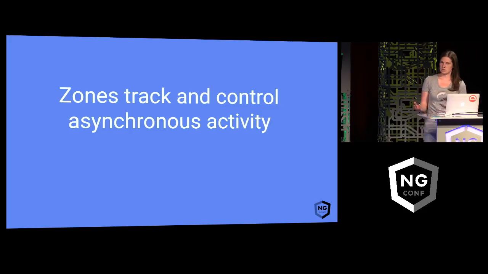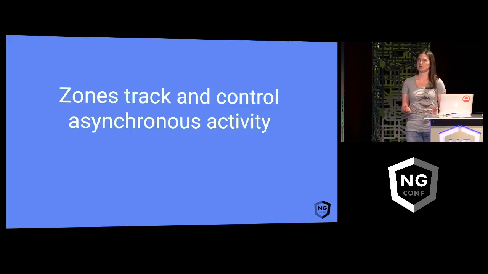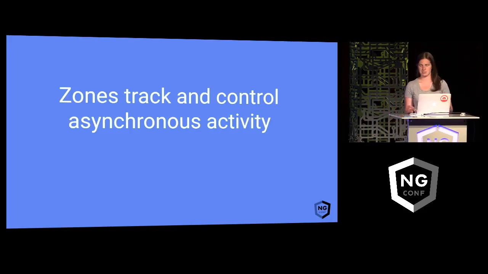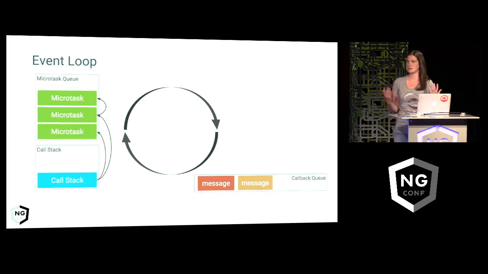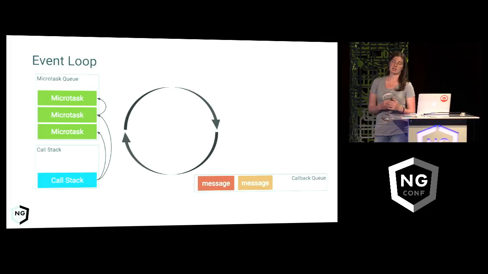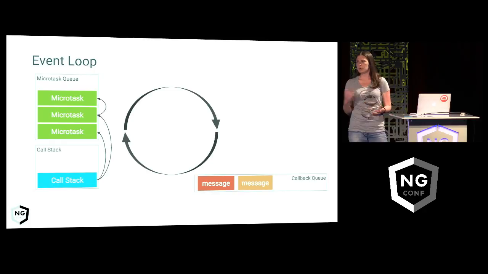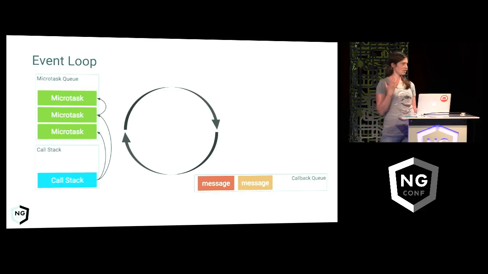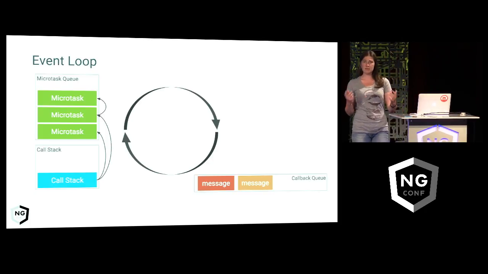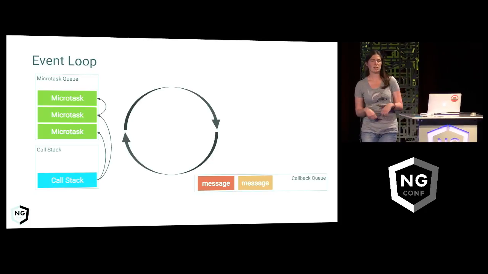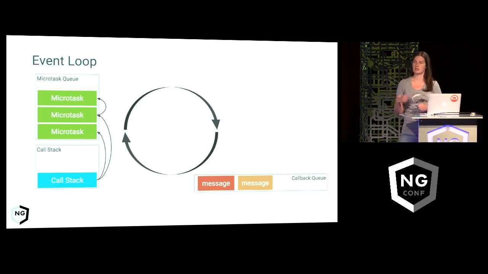So, zones track and control asynchronous activity throughout your application. What does that actually mean? First, let's take a little reminder of what's going on in JavaScript when we use asynchronous activity. Your program has a call stack, which is synchronously running all of your functions, popping them on and off of the call stack. And when that's all done processing, you've probably asked for something like an XHR. And the event loop is a manager that will call back into your code when that callback queue is done.